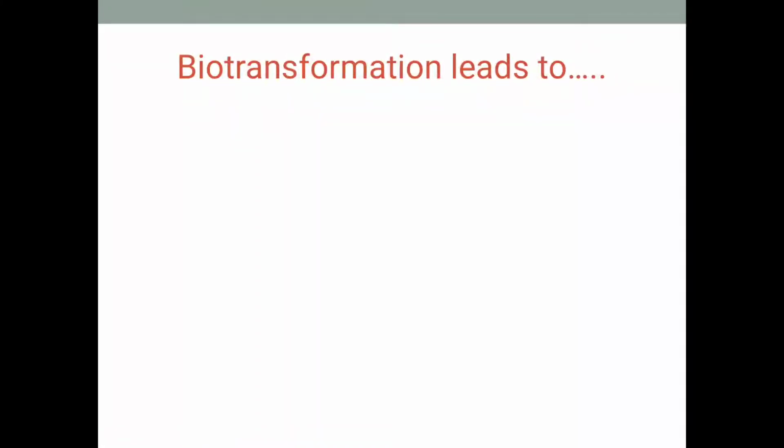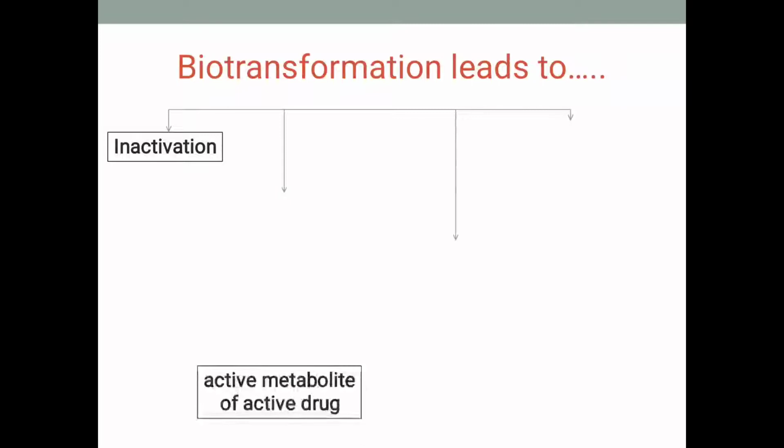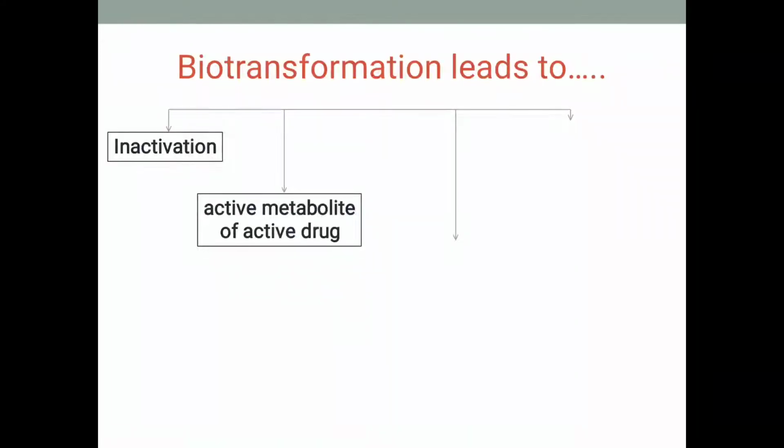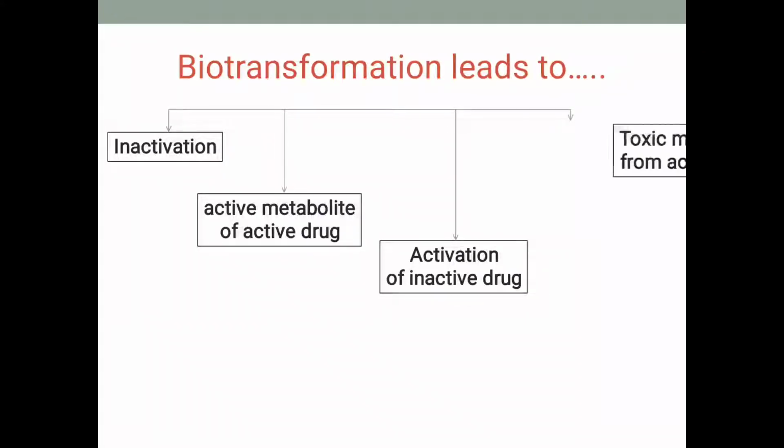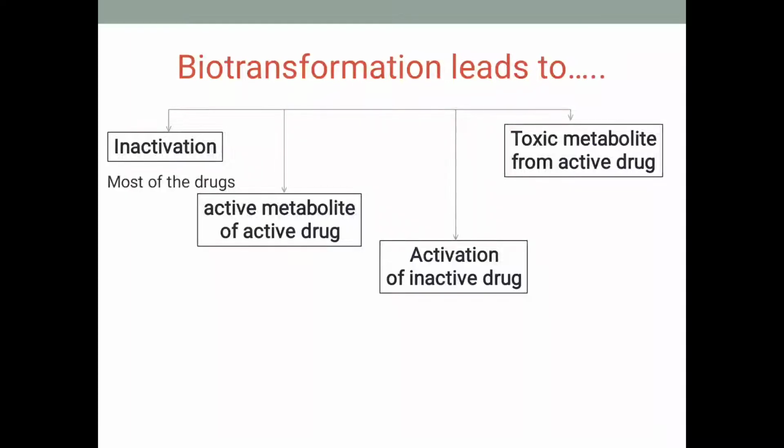Okay. Now what happens because of metabolism or biotransformation? So biotransformation leads to inactivation of drugs, active metabolite formation from active drugs, activation of inactive drugs, or toxic metabolite produced from active drugs. So four things can happen: inactivation of drugs, active metabolite forms from the active drug, activation of inactive drugs, or toxic metabolite formation from active drugs. So most of the drugs go to inactivation by the process of biotransformation.